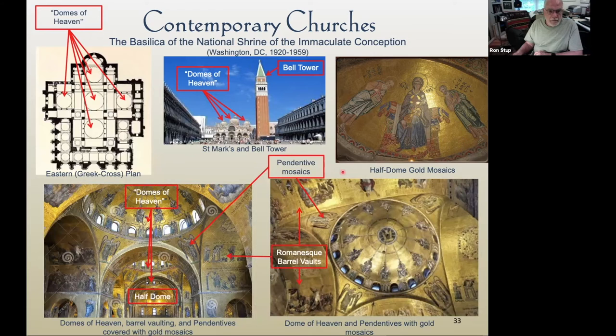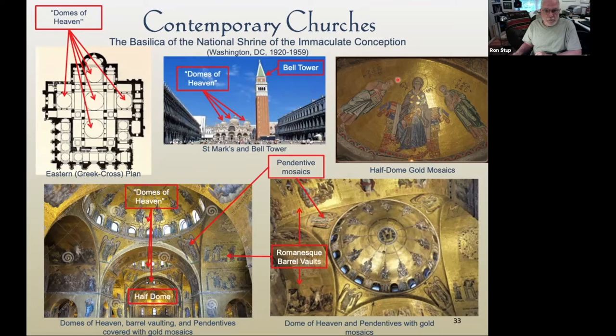What they did was they went to St. Mark's in Venice and looked at that, obviously, because this was called the Gold Church, because of all these mosaics. It's just full of these gold mosaics. It has the domes of heaven, half dome at the end, beautiful mosaics on the pendentives, and the barrel vaults off of the domes are Romanesque.